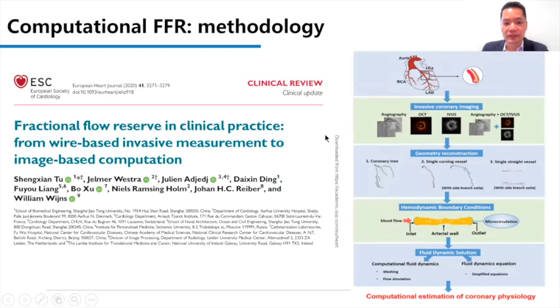So the methodology of computational FFR has been described in this review paper we published in 2020. Basically, you need imaging either from angiogram, OCT, IVUS, or a combination to create the geometry model. And using some boundary conditions, we can use a fluid dynamic solution, either computational fluid dynamics or a fluid dynamic equation. Then you can calculate FFR.